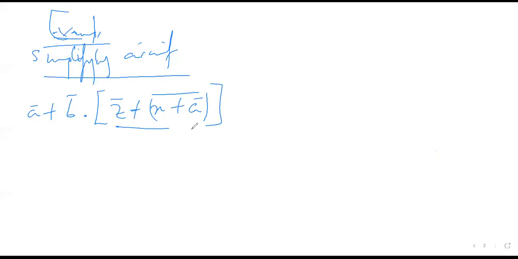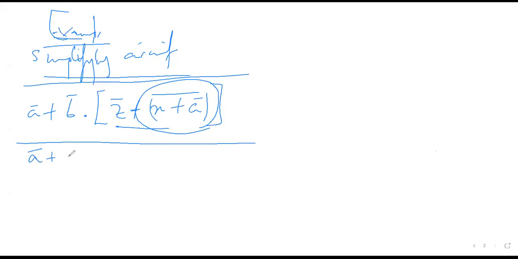Right. I can then simplify this one. I think there's another bar here. I can then simplify this part here, so that I have A bar plus B bar, bracket Z bar plus another bracket. This, if I apply A plus B bar is equal to A bar B bar. So we now have X bar multiplied by A bar bar.